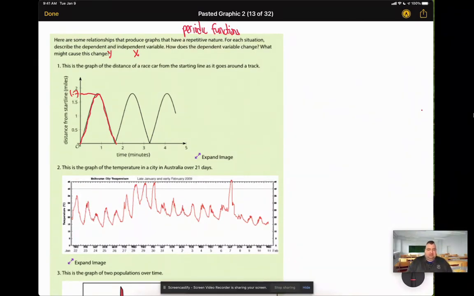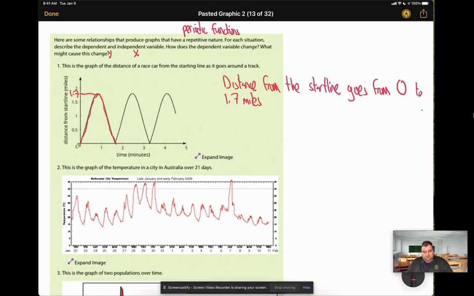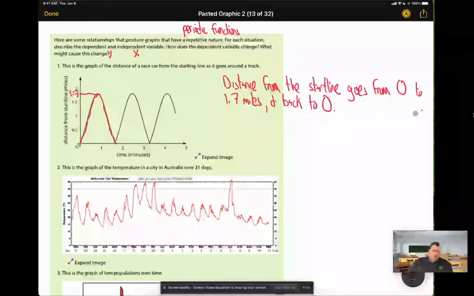Okay, so the distance from the start line goes from 0 to 1.7 miles and back to 0. Okay? And then it repeats itself.